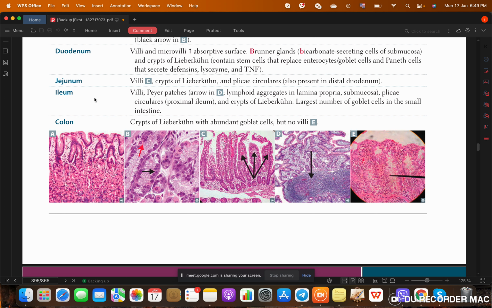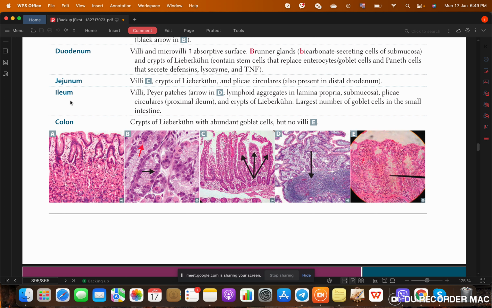The next one is the ileum. It has villi and Peyer's patches, which are basically lymphoid tissue, lymphoid aggregates located in the lamina propria and the submucosa. Plicae circulares are only in the proximal ileum, because the plicae circulares are actually not for the ileum, they are for the jejunum. And they also have the crypts, and they have the largest amount of goblet cells in the small intestine.